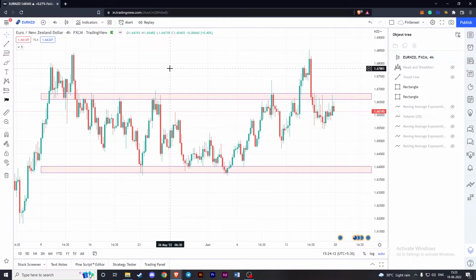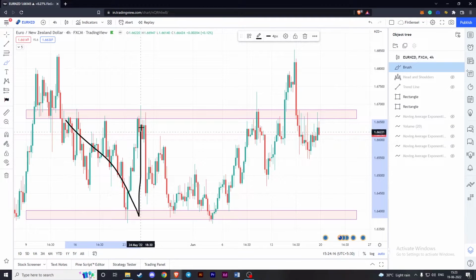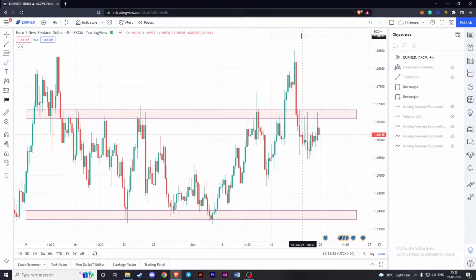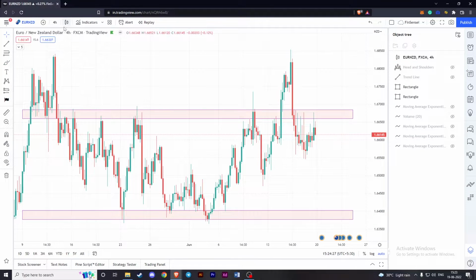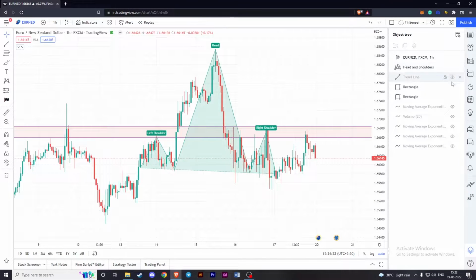The next pair which we have is the euro versus the New Zealand dollar. As we can see, the price was moving in a range-bound pattern, after which it gave a breakout right here and it rose to some extent, but it could not sustain itself and fell back into the range again. Now, if we go to the 1 hour time frame, we can see that there is a head and shoulder pattern formation here.